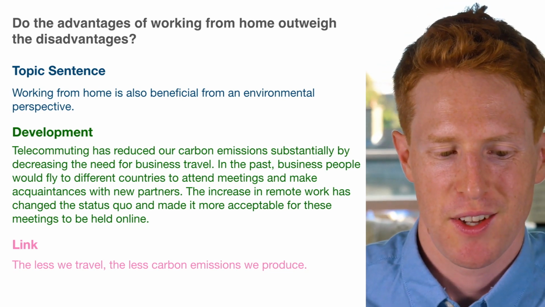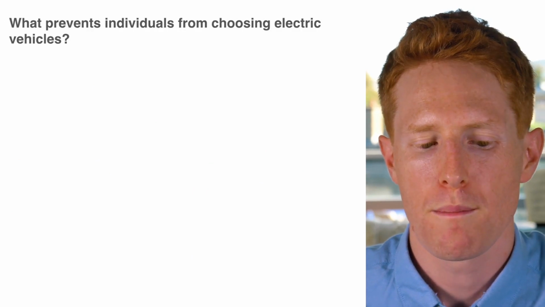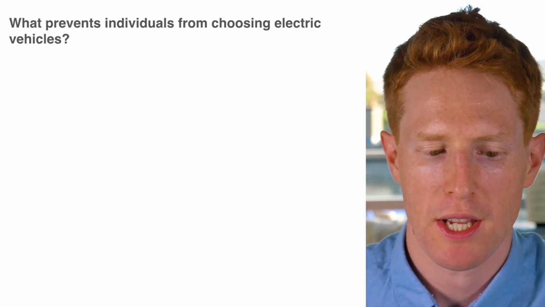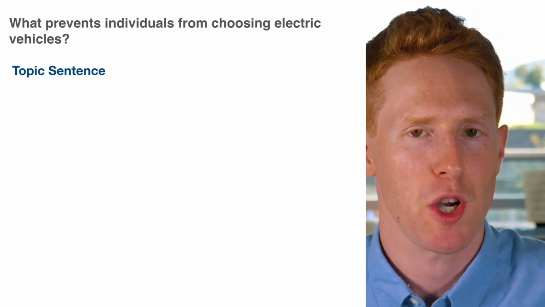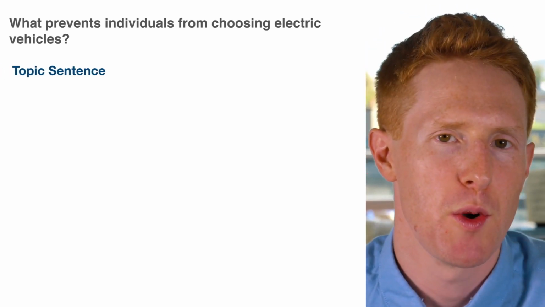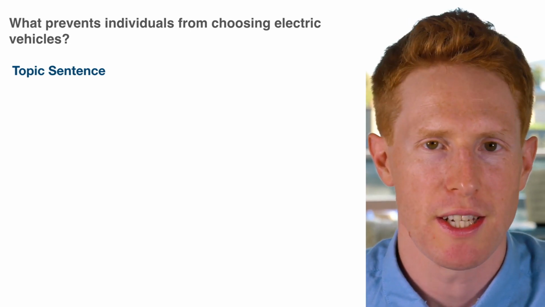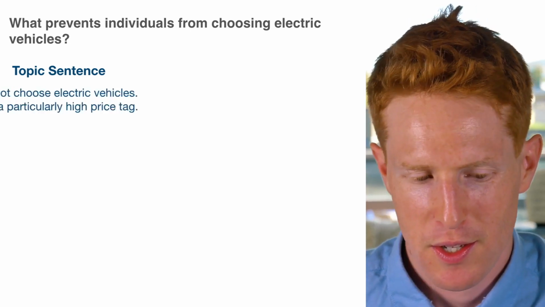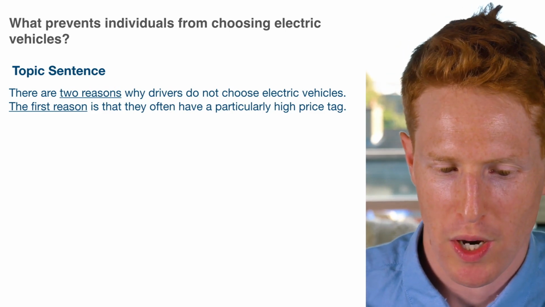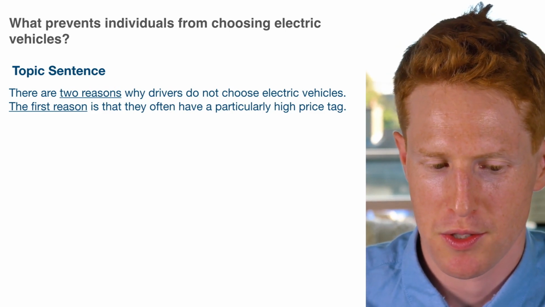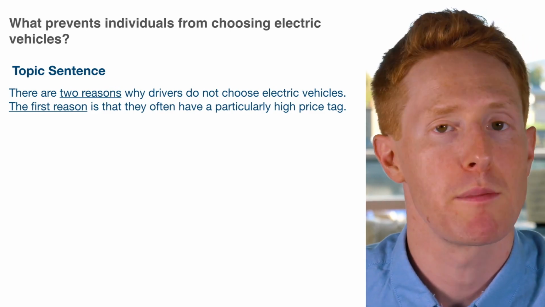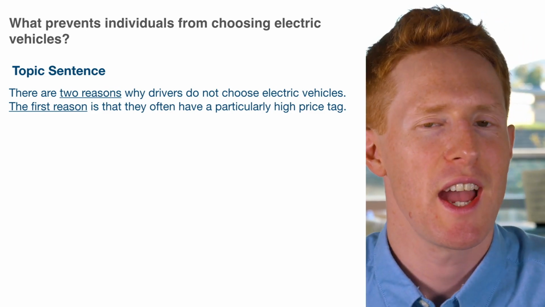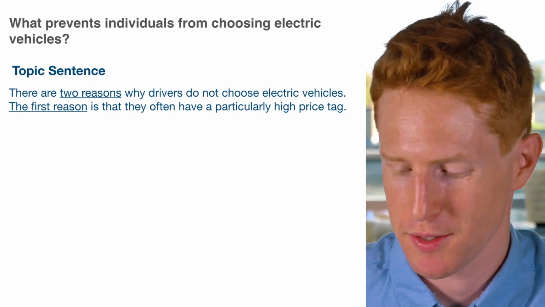Let's have a look at a different essay question. What prevents individuals from choosing electric vehicles? So again, we're going to start with our topic sentence, but this time we're going to include two ideas in our paragraph. There are two reasons why drivers do not choose electric vehicles. The first reason is that they often have a particularly high price tag. So we're saying that electric vehicles are expensive.